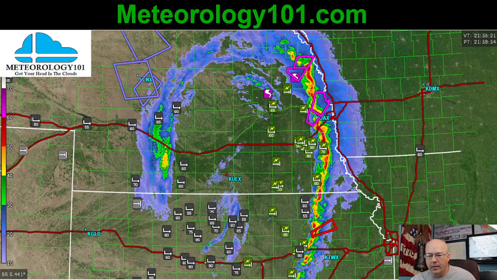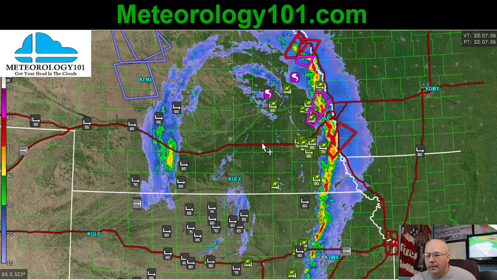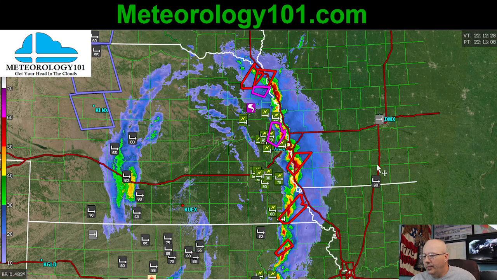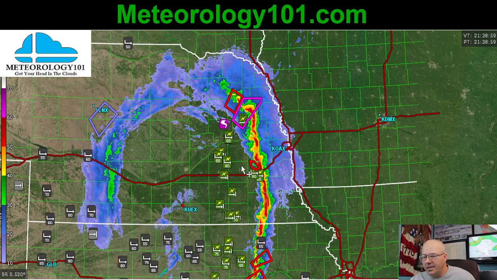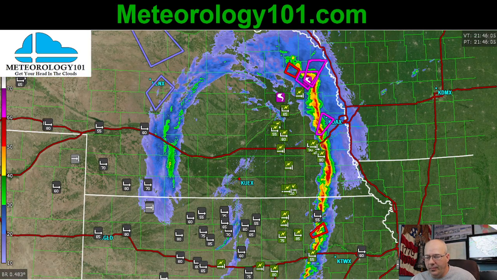Alright, welcome to Meteorology 101. I've got a lot of tornado warnings out there. So anybody who wants to follow along, we're going to chase these storms out. Right now I'm going to pull the surface chart.